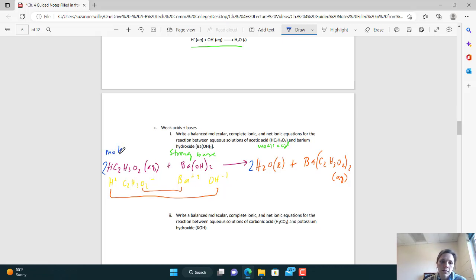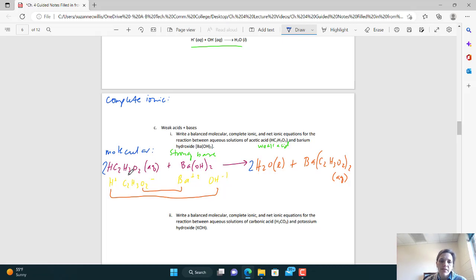It's a lot of work. The molecular, you had to do a lot of thinking. Okay, come up with the charges, flip-flop the charges, balance the equation, okay? Now, for the complete ionic, we're going to have to break it down. It's tedious, but it's not necessarily hard. You've kind of done the hard work.